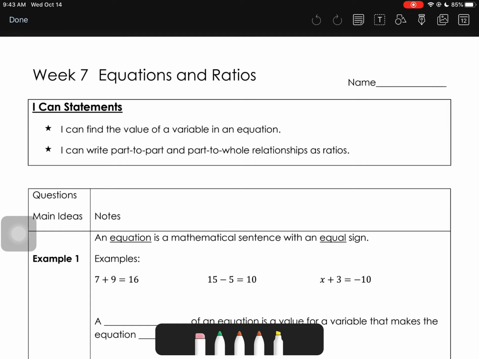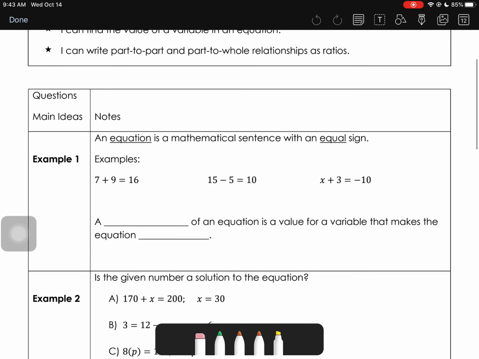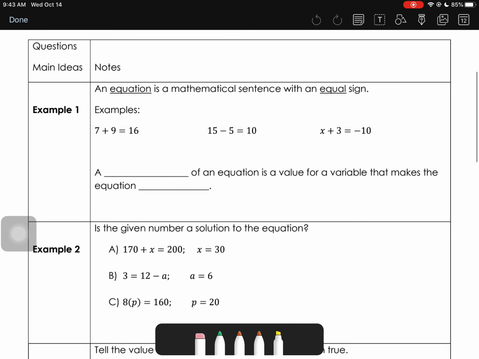In this lesson, we're working on something called equations and ratios. An equation is a math sentence that has an equal sign. When it is equal, that means that both sides are the same. So 7 plus 9 is 16. These two sides are exactly the same. They both equal 16. 15 minus 5 is 10, and it equals 10. Both sides are the same.